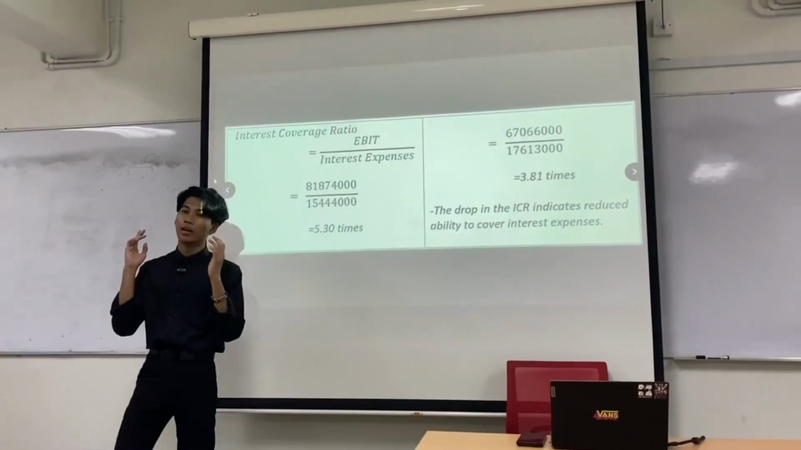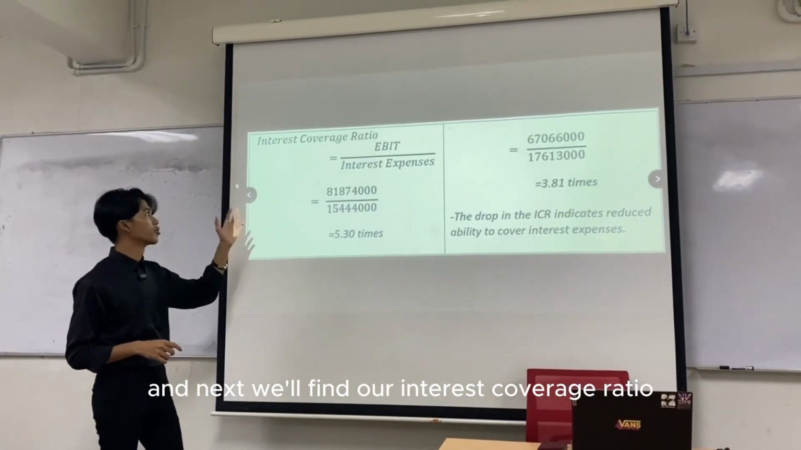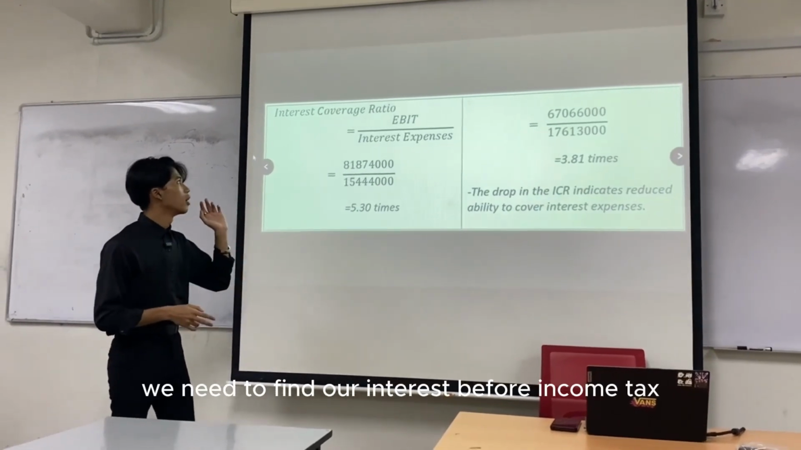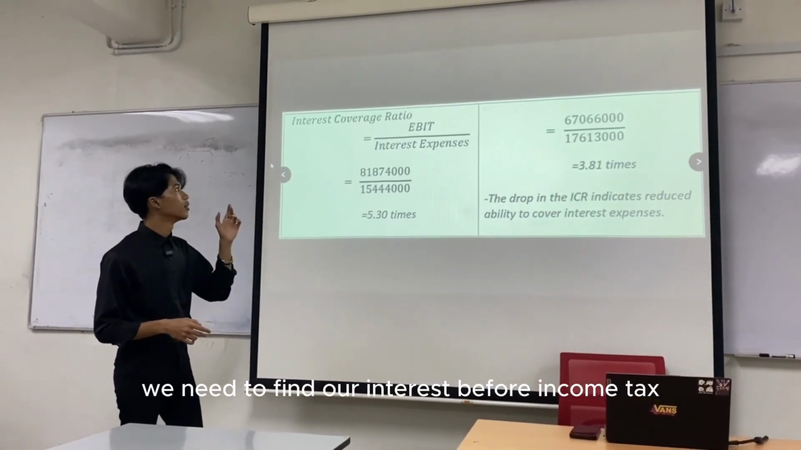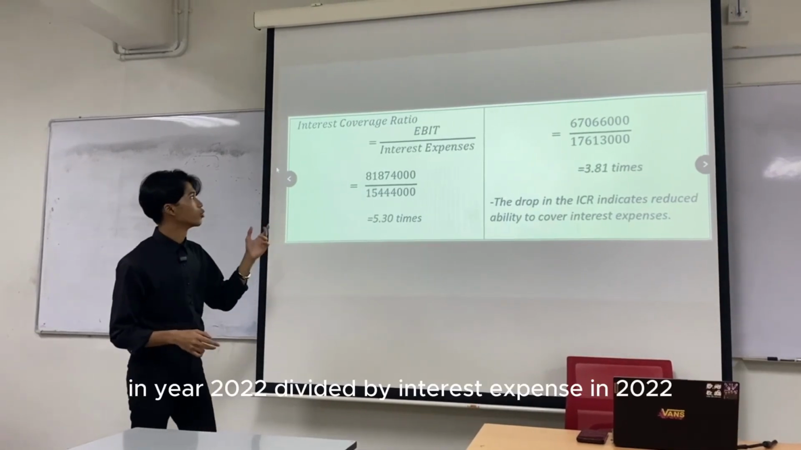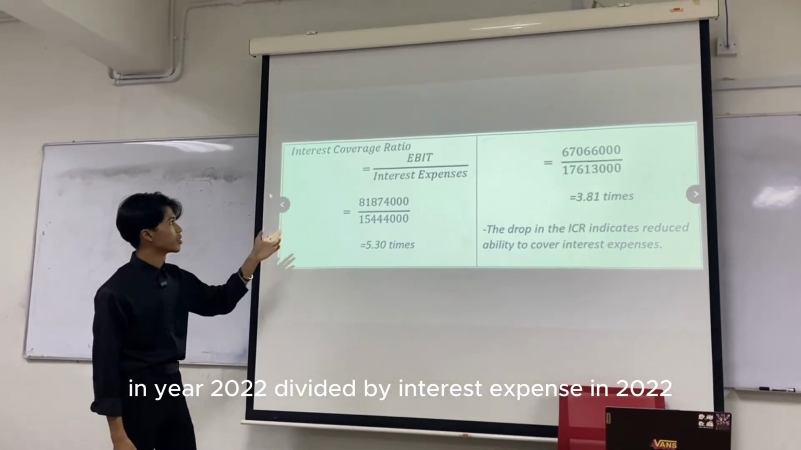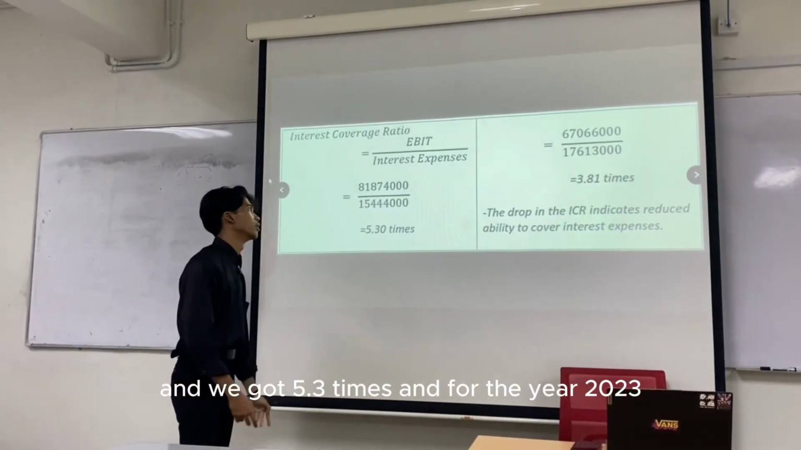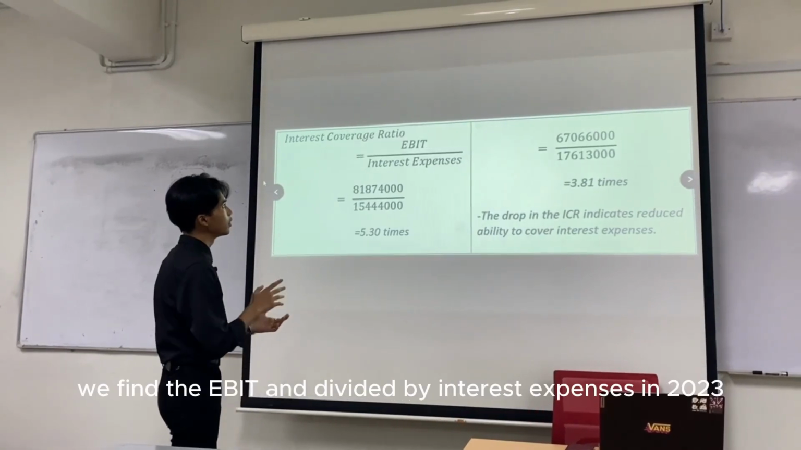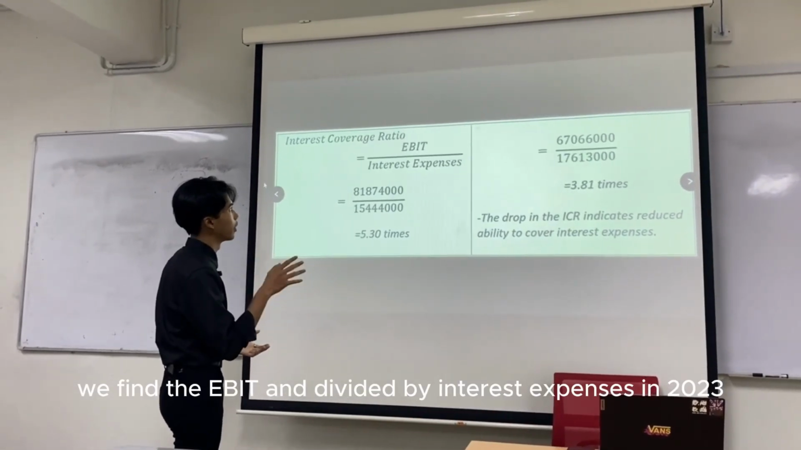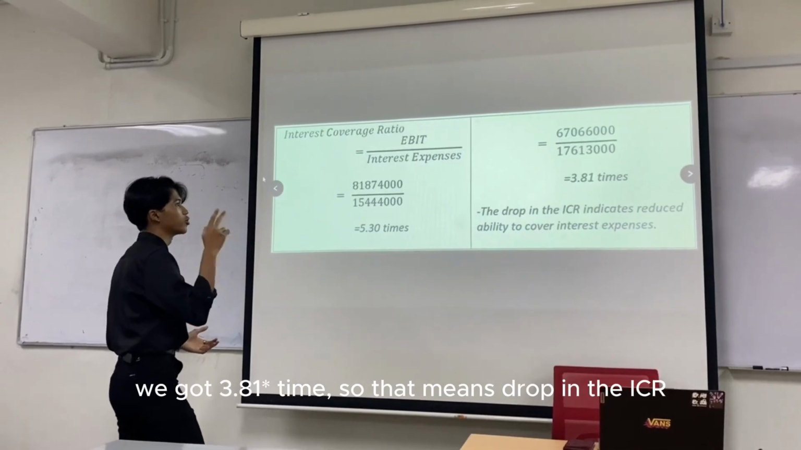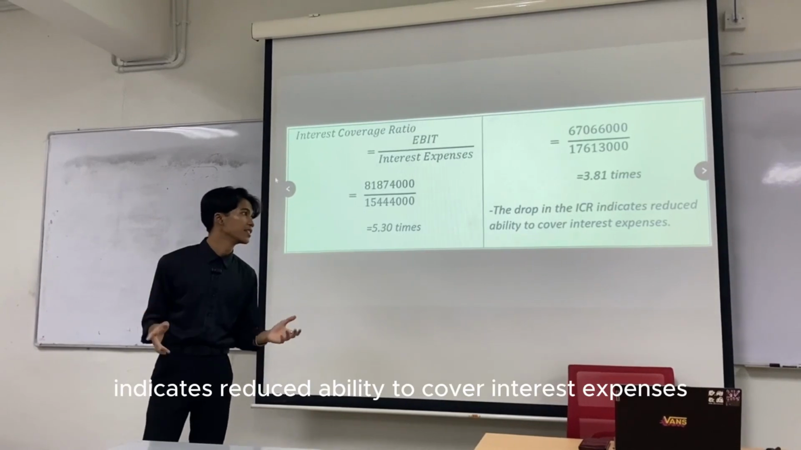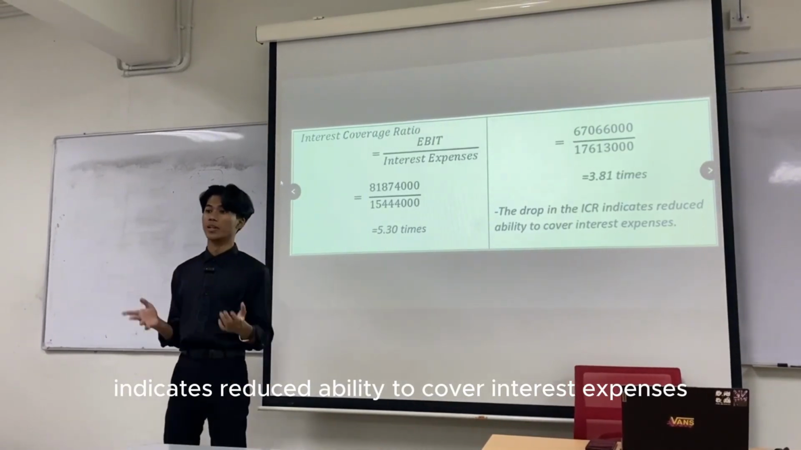Next, we'll find our interest coverage ratio. To find it, we take our earnings before interest and tax in 2022 divided by interest expense in 2022, and we got 5.3 times. For 2023, we find the EBIT and divide it by interest expense in 2023, and we got 3.18 times. So the drop in the ICR indicates a reduced ability to cover interest expense.